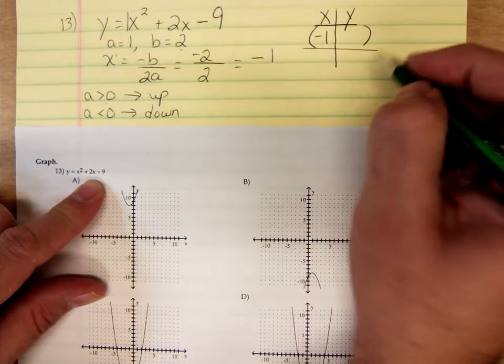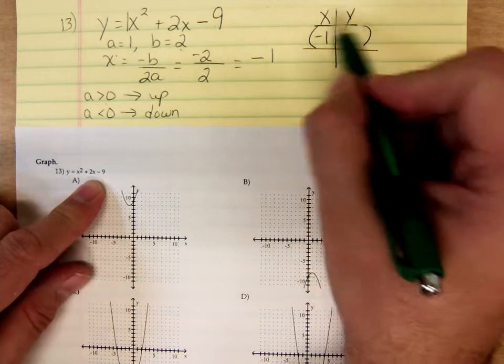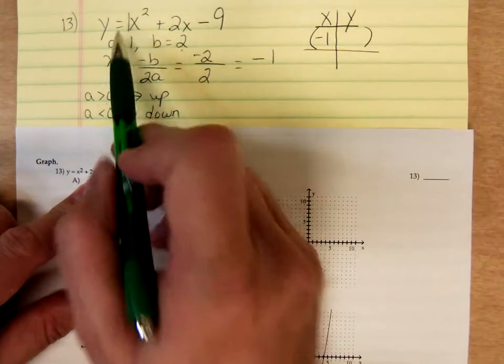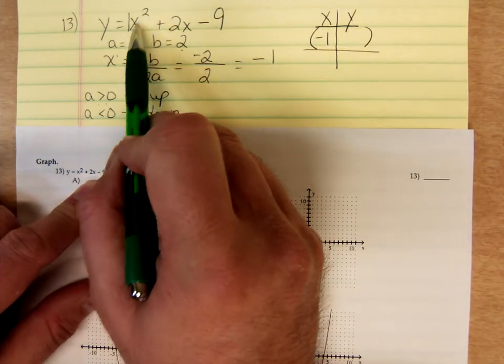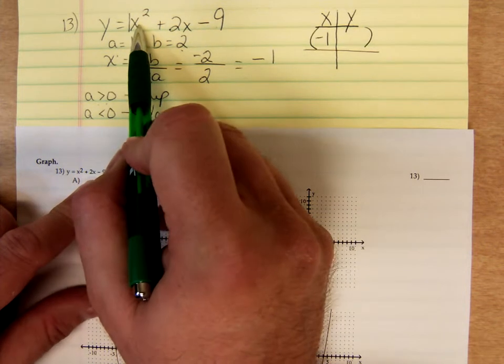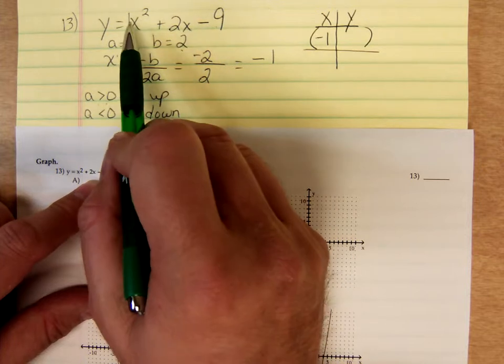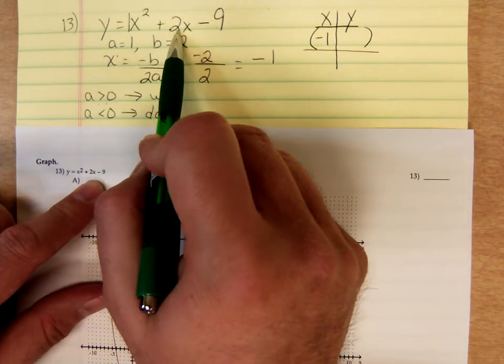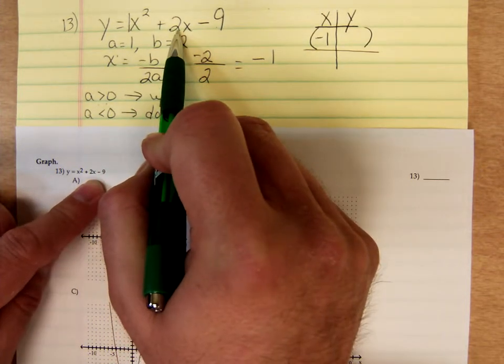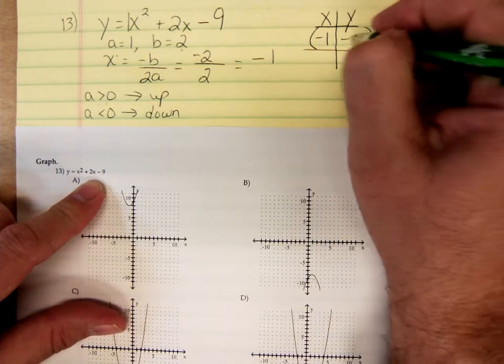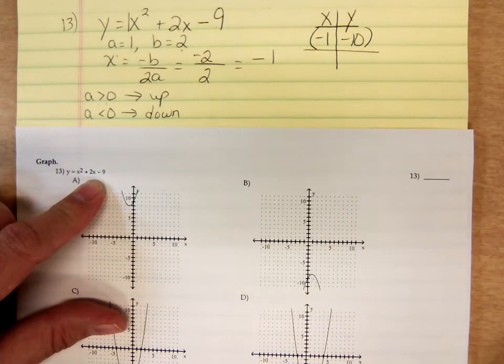So plug a negative 1 in for x, and that'll get us the vertex. So let's be careful here. Negative 1 times negative 1 is 1. 2 times negative 1 is negative 2. So we have 1 minus 2, which is negative 1, minus 9, that's negative 10.